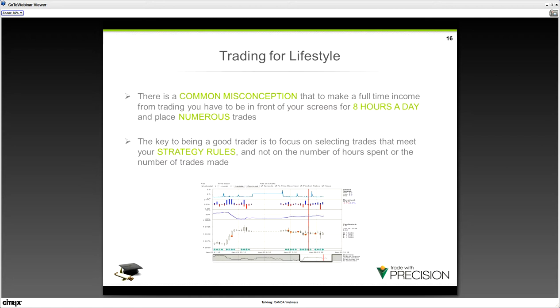However, if you are an intraday trader, then you'll need more time in front of your screens to capture the intraday swings of the market. So both traders in this business can be profitable. It really just depends upon your lifestyle commitments and the actual time that you have to trade. Both trading styles, swing and intraday, offer their own unique set of benefits. In either case, to be a good trader and profitable in the markets, you'll need to be focused on selecting trades that conform to your strategy rules. It's not about the amount of time that you spend watching your charts or the number of trades that you make, but it's about finding high-quality trading setups that enforce the discipline that you've chosen as the basis of your trading business. Does that make sense?